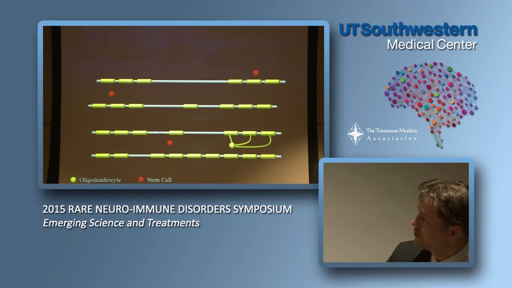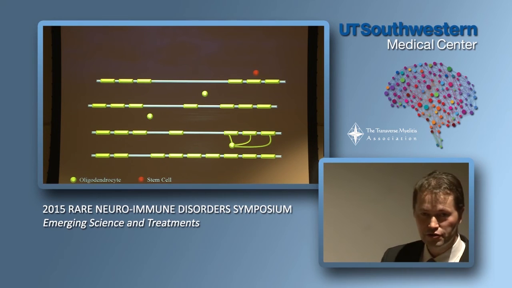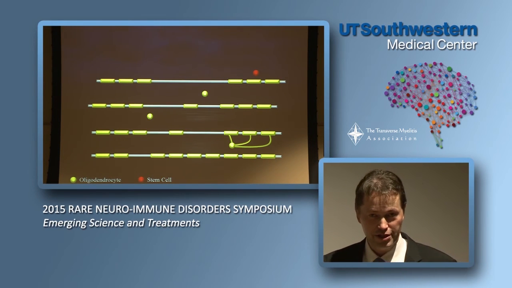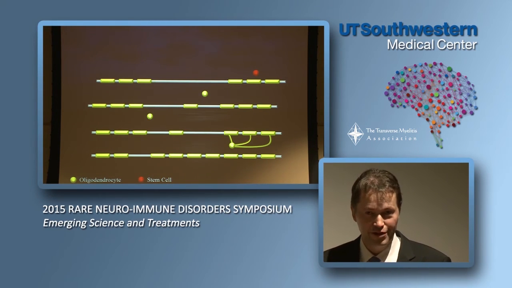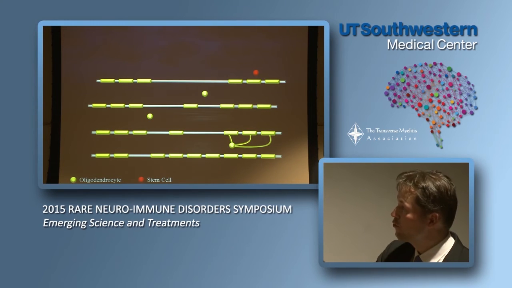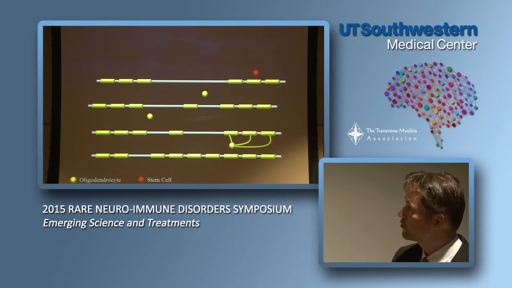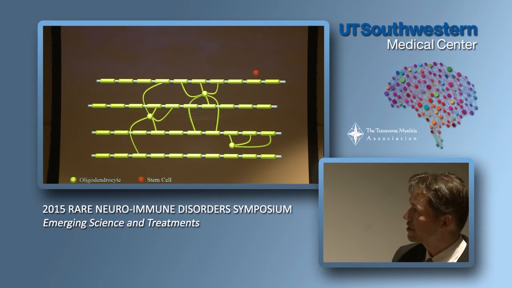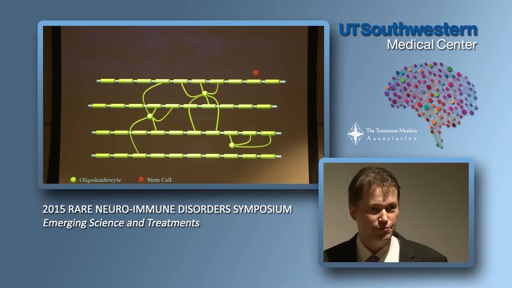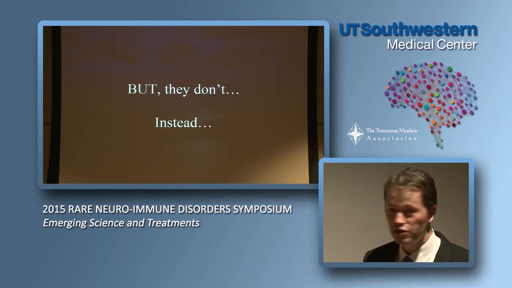You see they're red when they're still stem cells. They move in, and then they change color. So they have to become actually an oligodendrocyte. And that's still not enough. Now they have to find out which one of these wires do they have to insulate. And when they do that, this is what should happen. That's what we want them to do. The problem is they don't.